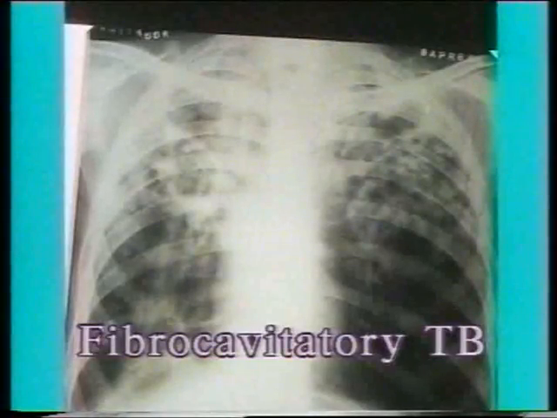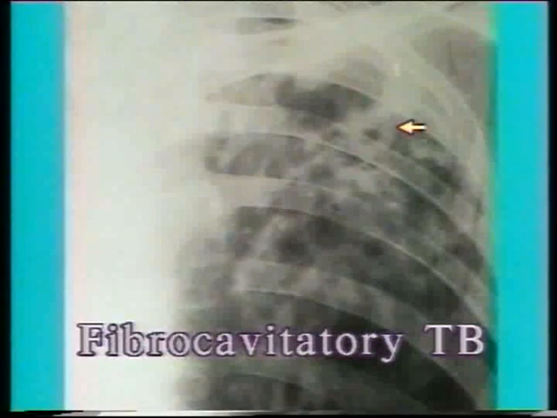In this X-ray, we see advanced fibrocavitatory lesions on both sides. Note the very dense and sharply defined shadows of fibrosis on both sides, and on the left side, amidst the fibrosis, the arrow points to one of the small thick-walled cavities.